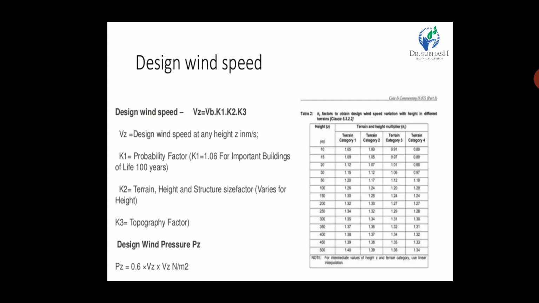Now, design wind speed. The design wind speed is denoted by Vz and it is Vb into K1, K2, K3. So Vz is the design wind speed at any height Z in meters per second. K1 is the probability factor, 1.06 for important buildings of life 100 years. K2 is the terrain category, K3 is the topography factor, and after that the design wind pressure Pz. Pz is denoted as 0.6 times Vz squared, in Newton per meter square.